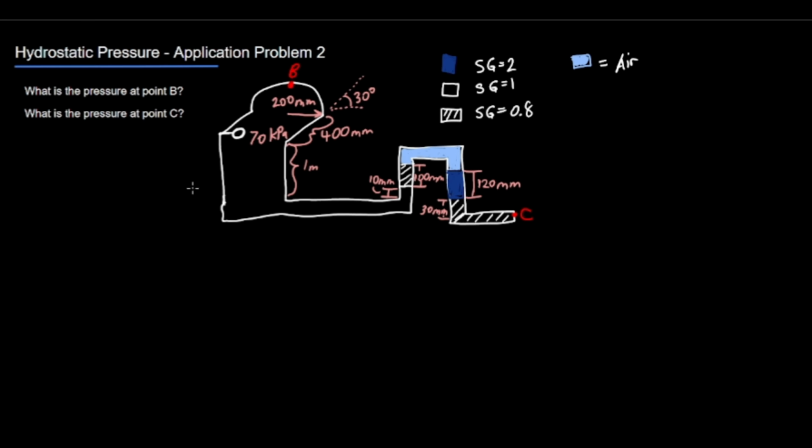All right, but we're getting off track. Let's go to point B and find the pressure there. So we're going to start by going to PB is equal to 70,000 pascals.